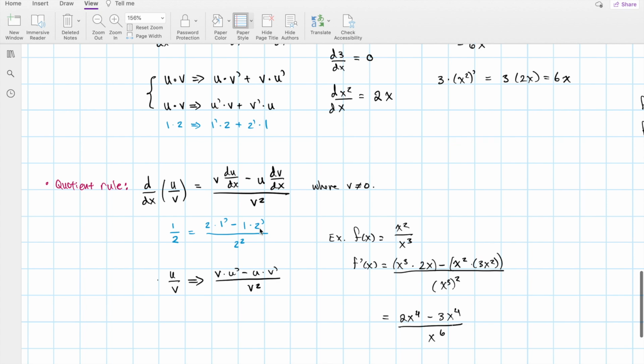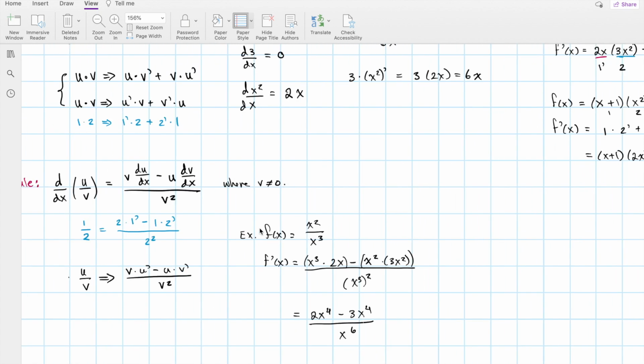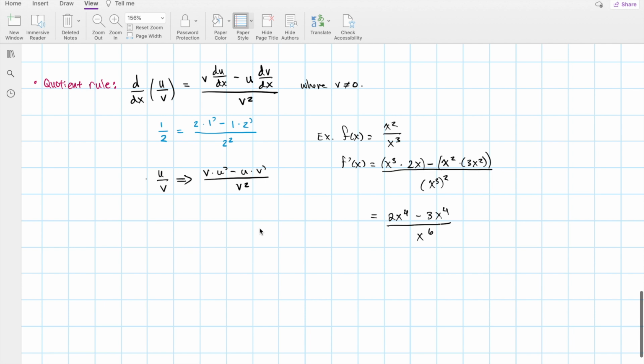Let's try another one. Let's leave the rule on the board. So say I had x squared plus 1, a little more complicated, over x squared. So this one we actually cannot simplify. Well, f prime of x is going to equal 2 times 1 prime minus 1 times 2 prime over 2 squared. And let's label this as informally, right, 1 over 2.